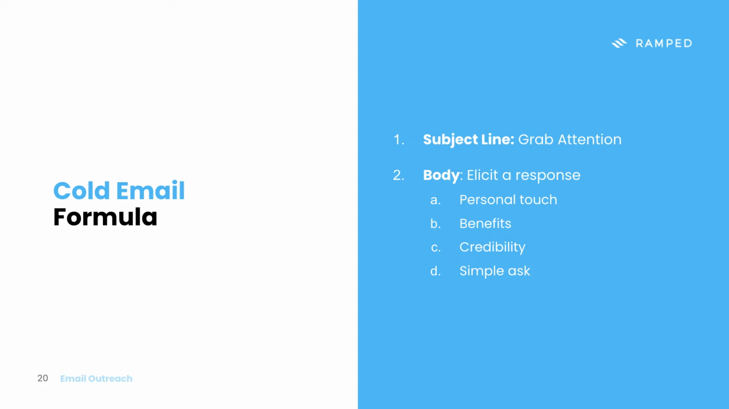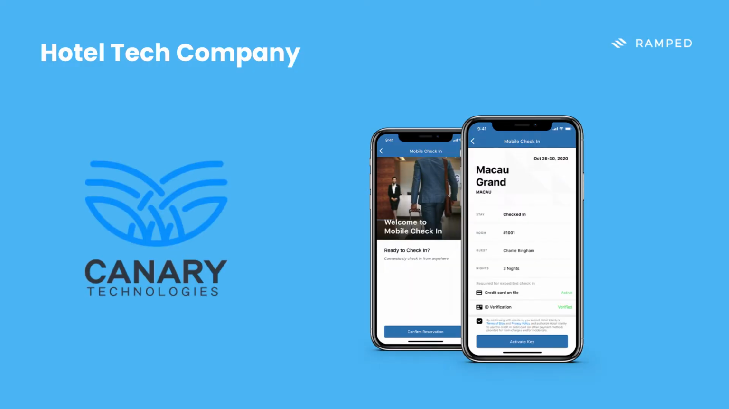So we'll walk through that process, really just focusing on the cold email portion of this. And in the cold email portion, I'm going to follow this formula here, right? Subject line to grab attention, the body of the email to elicit a response through a personalized touch point at the beginning, some benefits, some credibility, and a very simple ask at the end to hopefully get a response from these emails. Again, we're doing all of this from the viewpoint of Canary Technologies.